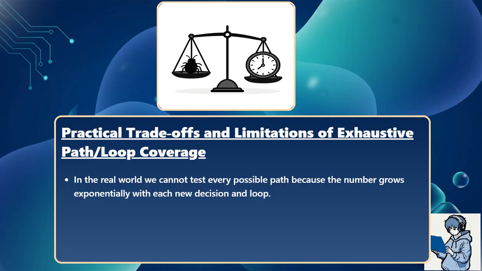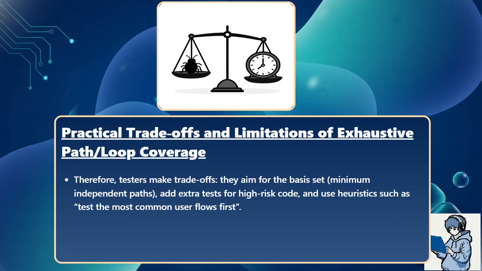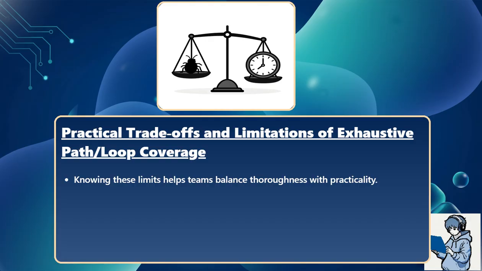In the real world, we cannot test every possible path because the number grows exponentially with each new decision and loop. Exhaustive path and loop coverage would take forever and cost too much, just like trying to drive every possible route in a huge city would be impractical. Therefore, testers make trade-offs. They aim for the basis set, the minimum independent paths, add extra tests for high-risk code, and use heuristics such as testing the most common user flows first. Some limitations: hidden paths may still be missed, the CFG may be inaccurate for dynamic language features, and cyclomatic complexity does not capture data flow bugs. Knowing these limits helps teams balance thoroughness with practicality.